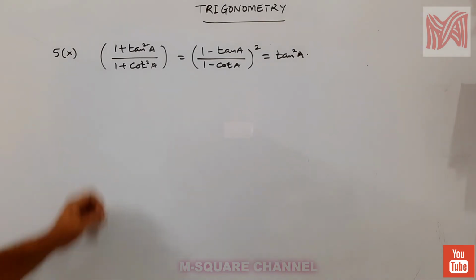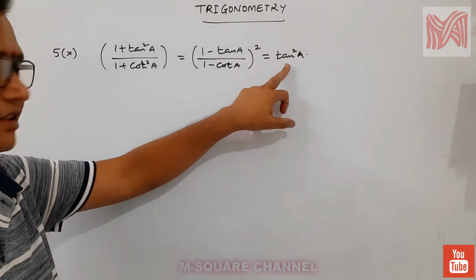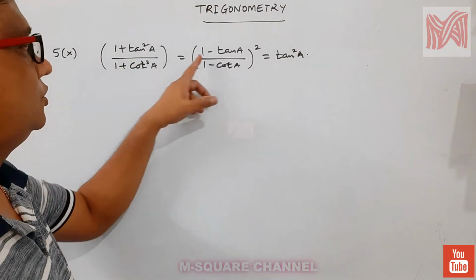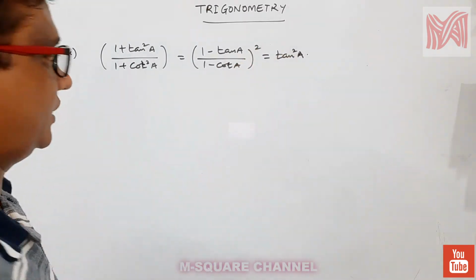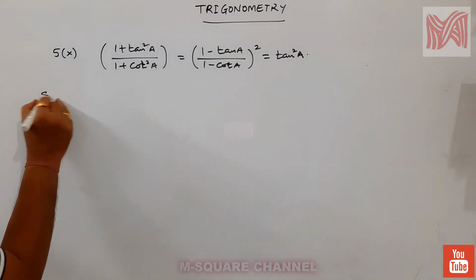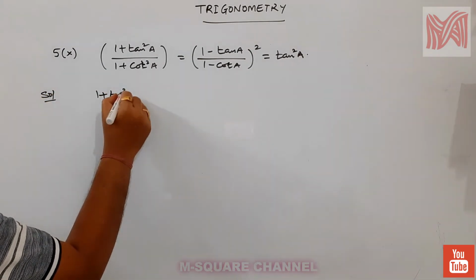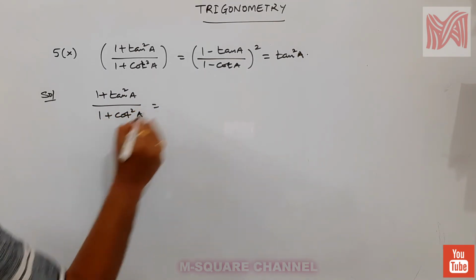In this question, there are three parts. The final result is tan square A. 1 plus tan square A by 1 plus cot square A equals 1 minus tan A by 1 minus cot A whole square, which equals tan square A. So we take the first part, that is 1 plus tan square A by 1 plus cot square A.